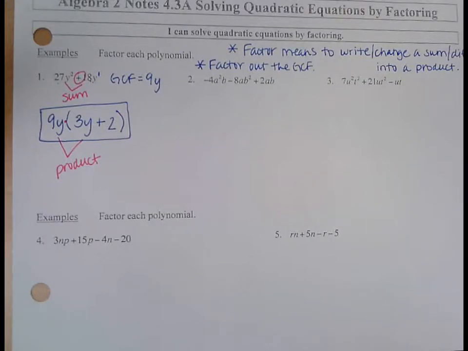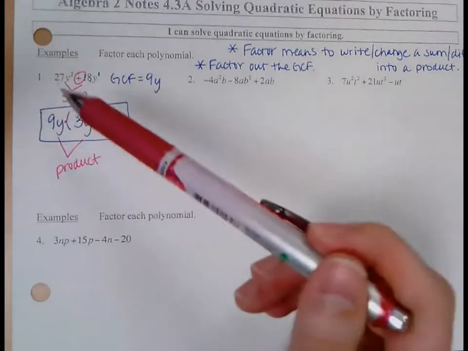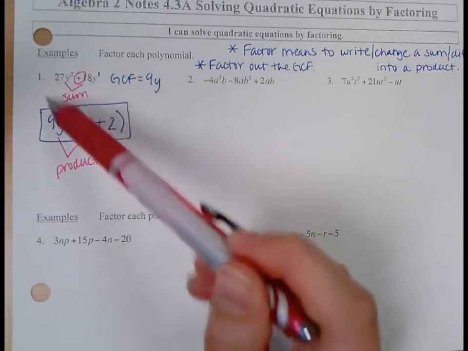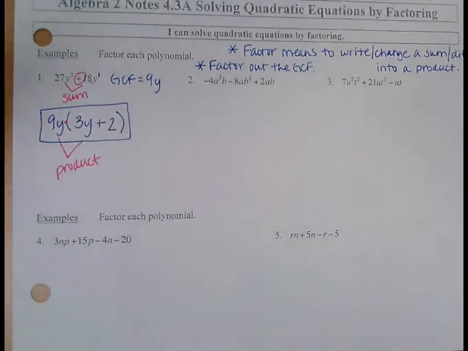When you factor, you can check your answers. You can check that you factored correctly. How would I check this? I could distribute the 9y, and if I get the original problem after I distribute, I know that I factored it correctly. So factoring is kind of like dividing. Then you can multiply your answer to see if you get the original problem back.